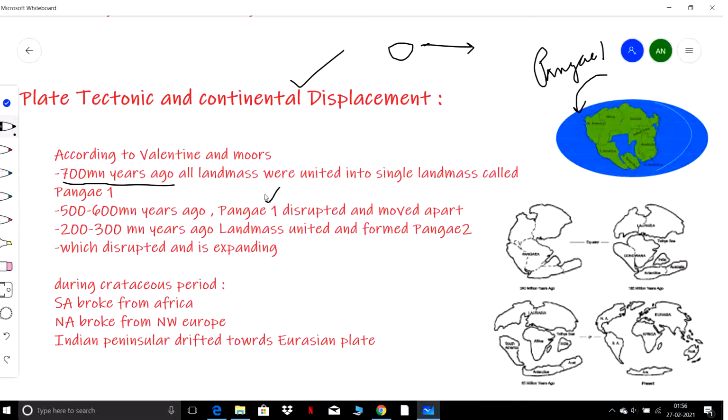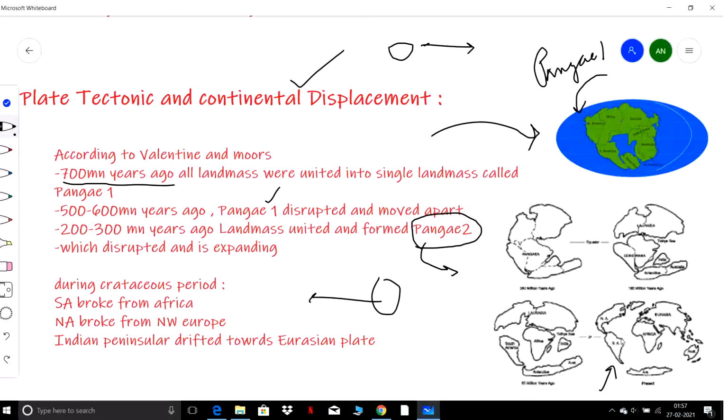Why did this move? Due to plate tectonics, due to convectional currents, as we discussed above. As they moved away, okay, once again, before 200 or 300 million years ago, these landmasses were united again, like this, but in a different shape, to form Pangaea 2, which again was disrupted, and the continents broke away from each other into separate parts, as shown in this figure. This figure shows the sequential disruption of the continents, and this is the present day continents.